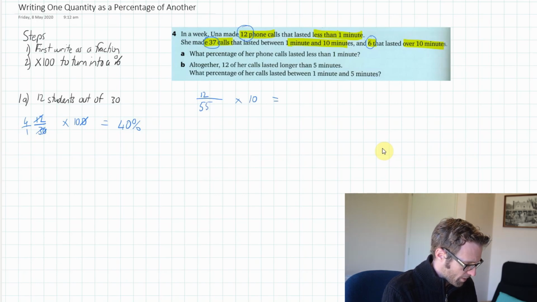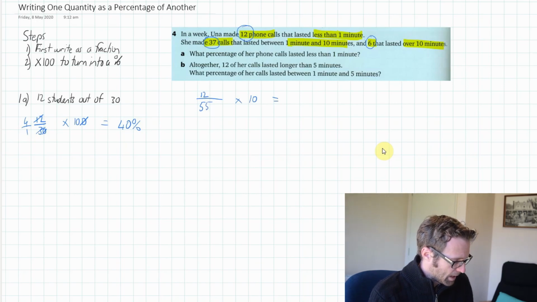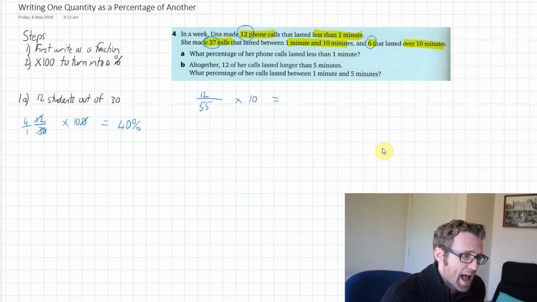12 over 55, and I multiply it by 100, and I'm getting 21.82%, or 21.8% to 3 significant figures. Okay, that's A. B, altogether 12 of her calls lasted longer than 5 minutes. What percentage of her calls lasted between 1 minute and 5 minutes? Now this, you've got to think of it a little bit.